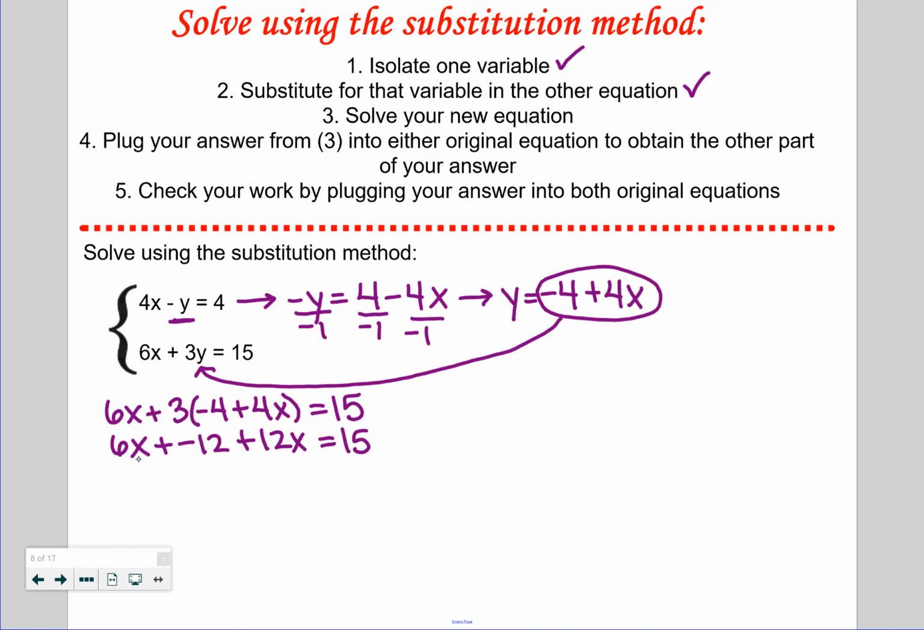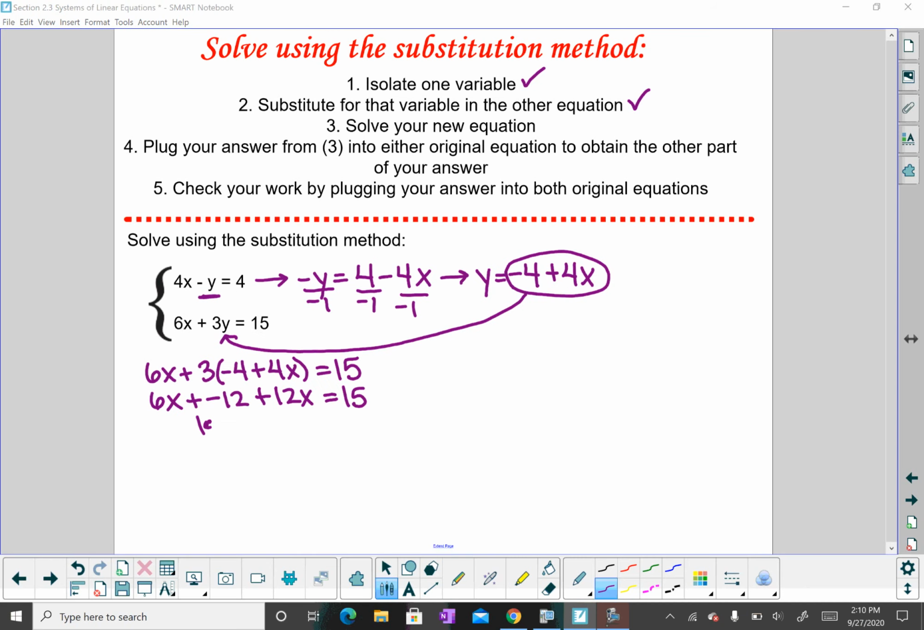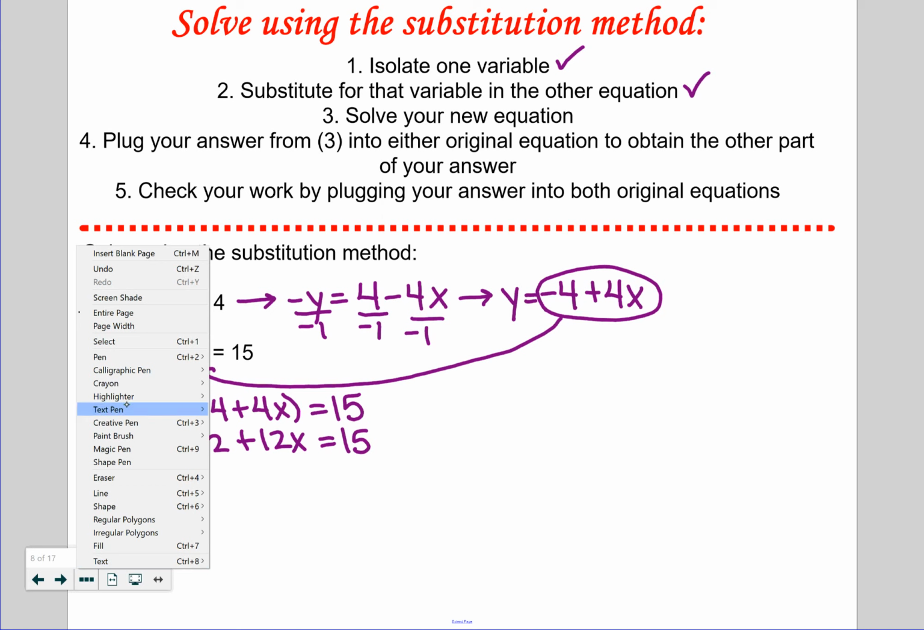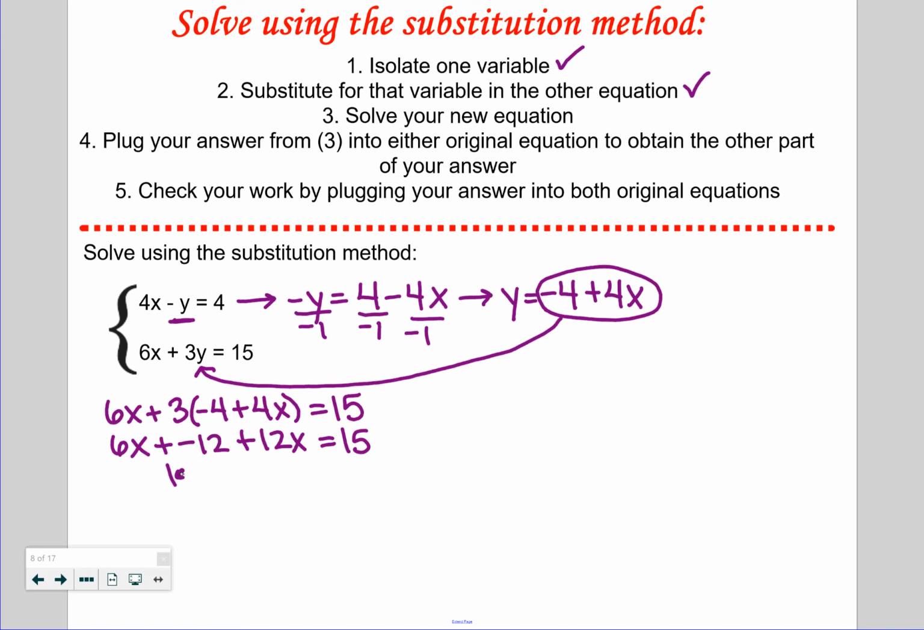Then I'm going to combine like terms. I have 6x and 12x. That gives me 18x. 18x minus 12 equals 15. I'm going to add 12 to the other side. So I have 18x equals 27.